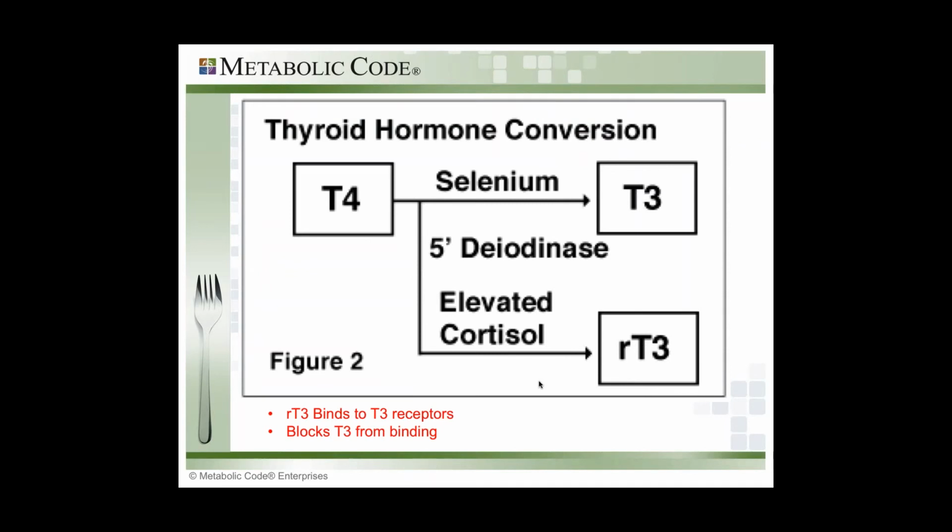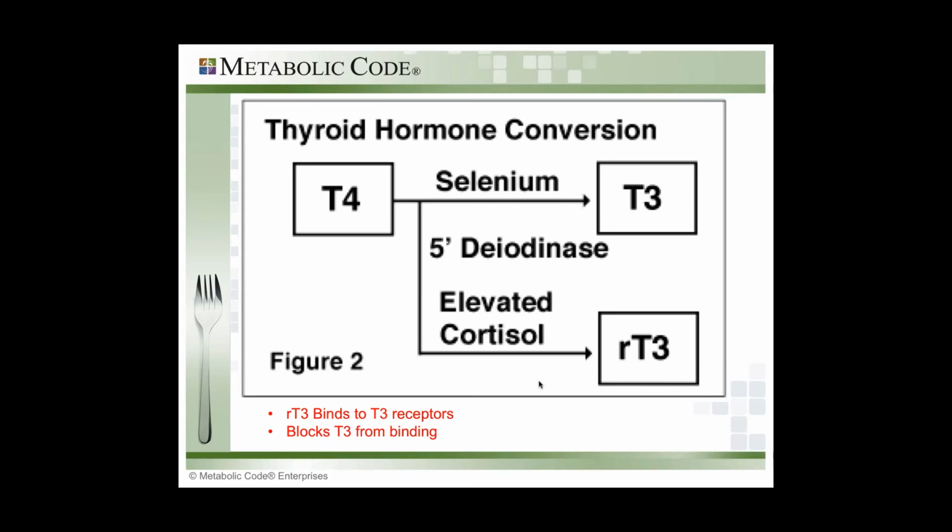This is just showing the fact that thyroid hormone conversion is affected by cortisol. You see here, this chart shows that for T4 to get converted to T3, one of the key nutrients you need is selenium. Selenium activates the 5-deiodinase enzyme that takes off one of those iodines and gets that hormone converted to T3, which is the most active form, the form that attaches to thyroid hormone receptors on cells and gets all the processes of the cell started in motion.